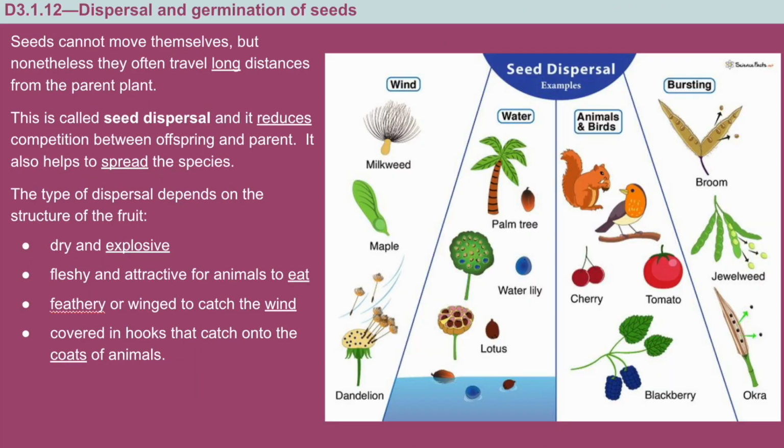Dispersal and germination of seeds. So while seeds can't move themselves, they often travel long distances from the parent plant, called seed dispersal. It serves to reduce competition between offspring and the parent and spread the species. Depending on the structure of the fruit, the strategy might be that they are dry and explosive. They may be fleshy and attractive for animals to eat. They may be feathery or winged to catch the wind, or covered in hooks that catch onto the coats of animals.